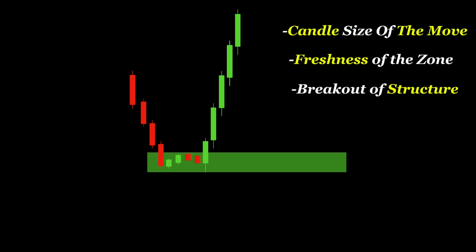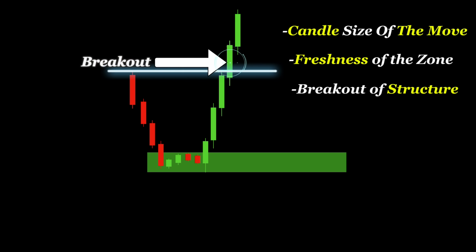When identifying strong supply or demand zones, look for moves that break through key levels of market structure, such as previous highs or lows. A breakout of structure signals that smart money is behind the move, as they push the market beyond these levels to trap retail traders and trigger their stop losses. When the market breaks through structure, it's not just a random move, it's a clear sign that institutions are driving the price action, creating a strong zone. These breakouts indicate a shift in market dynamics, and they provide you with high probability trading opportunities.